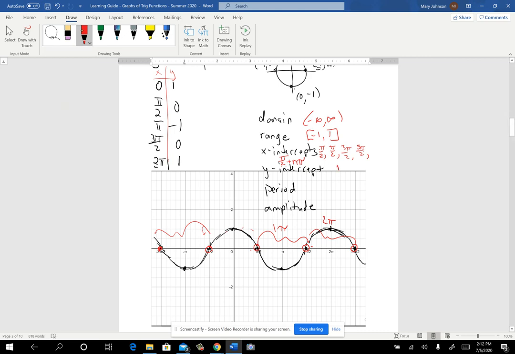All right, now the period on this is also going to be 2 pi. You really don't get all the values of cosine until you've come all the way to here. Then you see that picture getting repeated over and over again. So the period for the cosine is also 2 pi, and the amplitude is also 1.